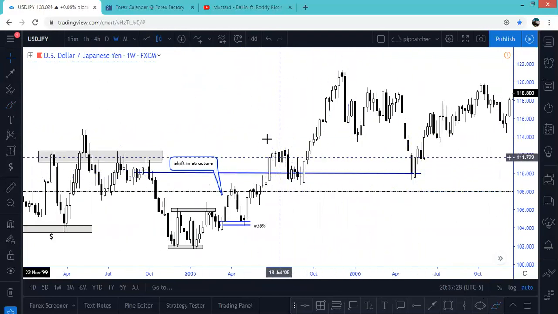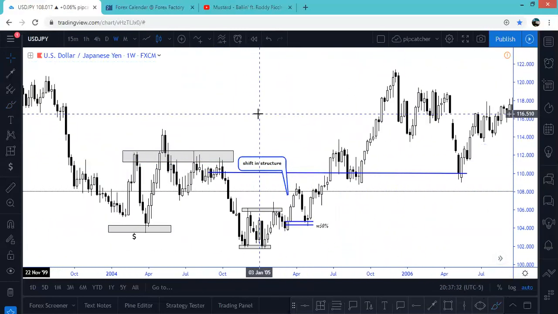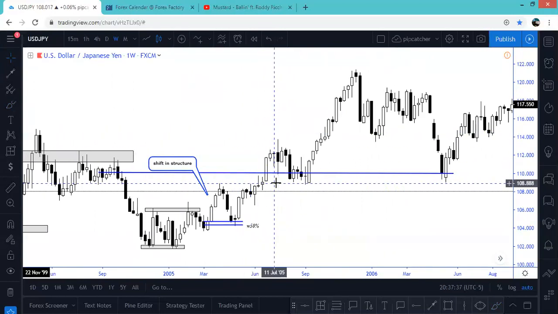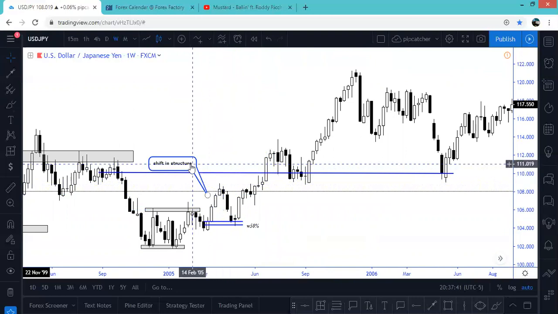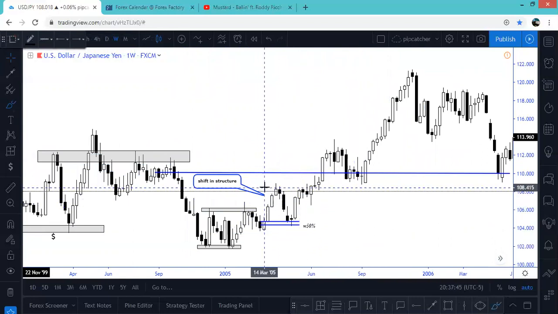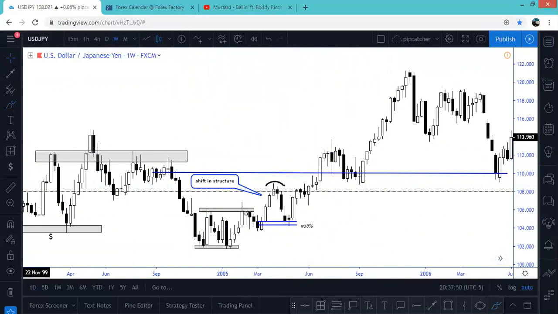So when we look at that, what's really going on with this, we kind of have a similar scenario right here. This swing high, you see this swing high right here? It's the same thing, bro, over and over and over again.